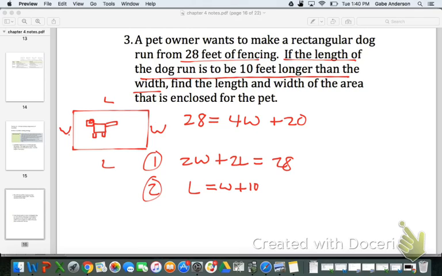So you guys see how it's set up for substitution pretty nicely? If you haven't already done so, please run with it all the way to the end. See if you can find the length and the width. Ready? Go.